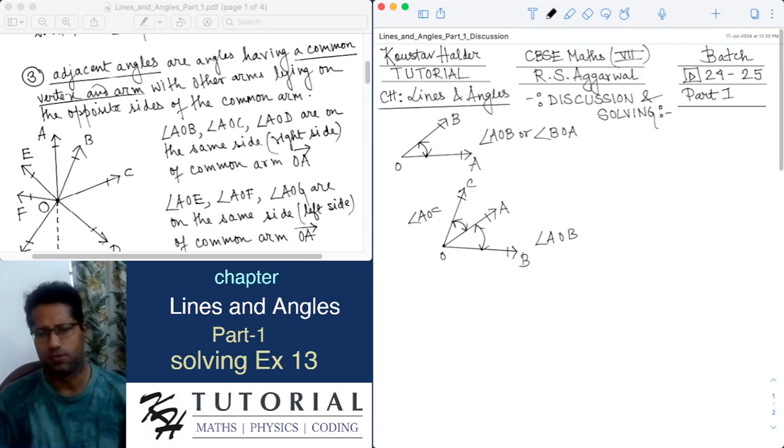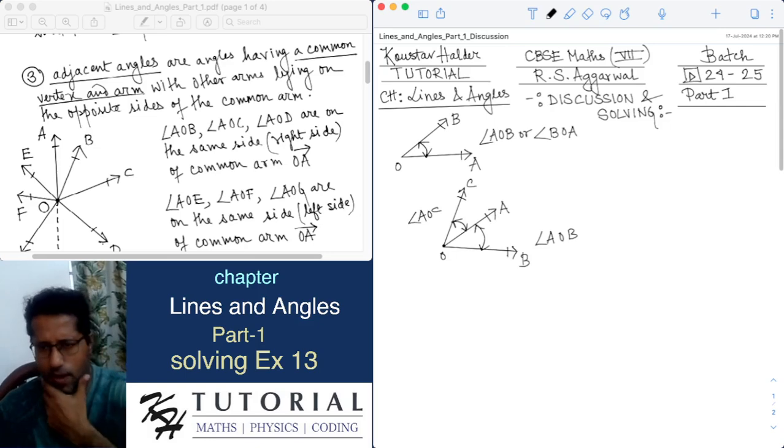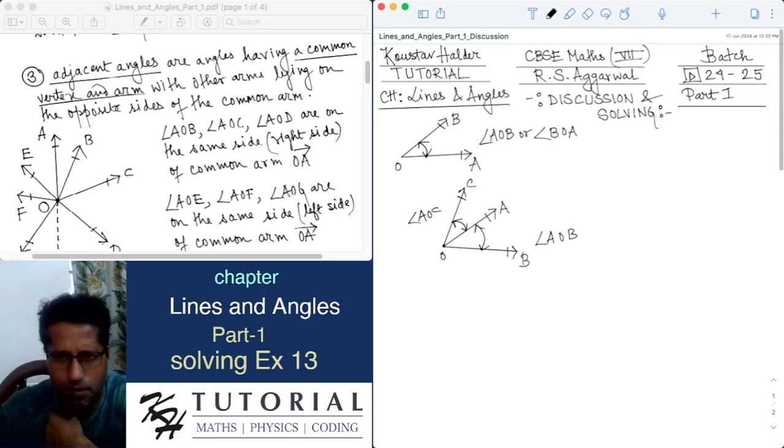Now the angle AOB is formed by the arms OA and OB, and the angle AOC is formed by the arms OC and OA. So clearly OA is the common arm and O is the common point.